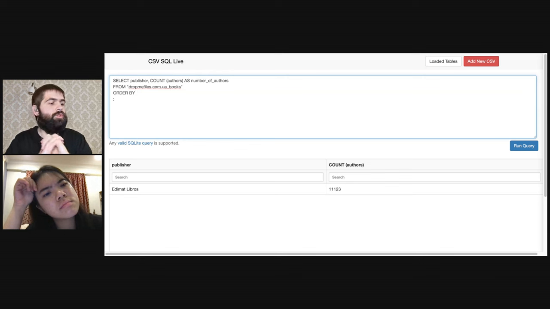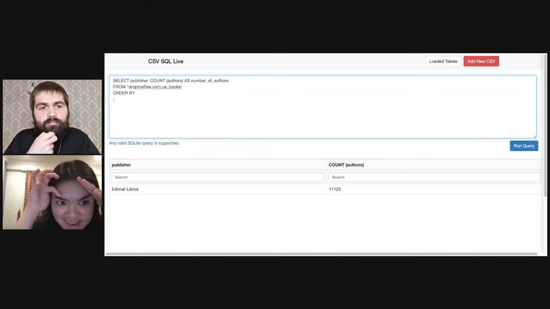Okay, what did you miss? What did I miss? Grouping the number of authors based on the publisher. No. Why is it like one publisher and 11,000 authors of this publisher? Did I do something wrong with this? Like, this is wrong.